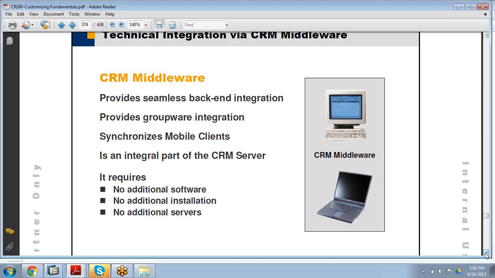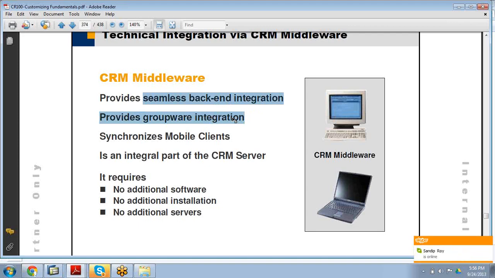Monitoring and troubleshooting. So what SAP CRM middleware brings are these important points: seamless integration, groupware integration. Groupware means any of your communication software like Outlook, like Lotus Domino, all these things can be integrated with SAP. SAP has simply provided the adapters. That means you have to use a groupware adapter and it has to be configured with the SAP CRM.